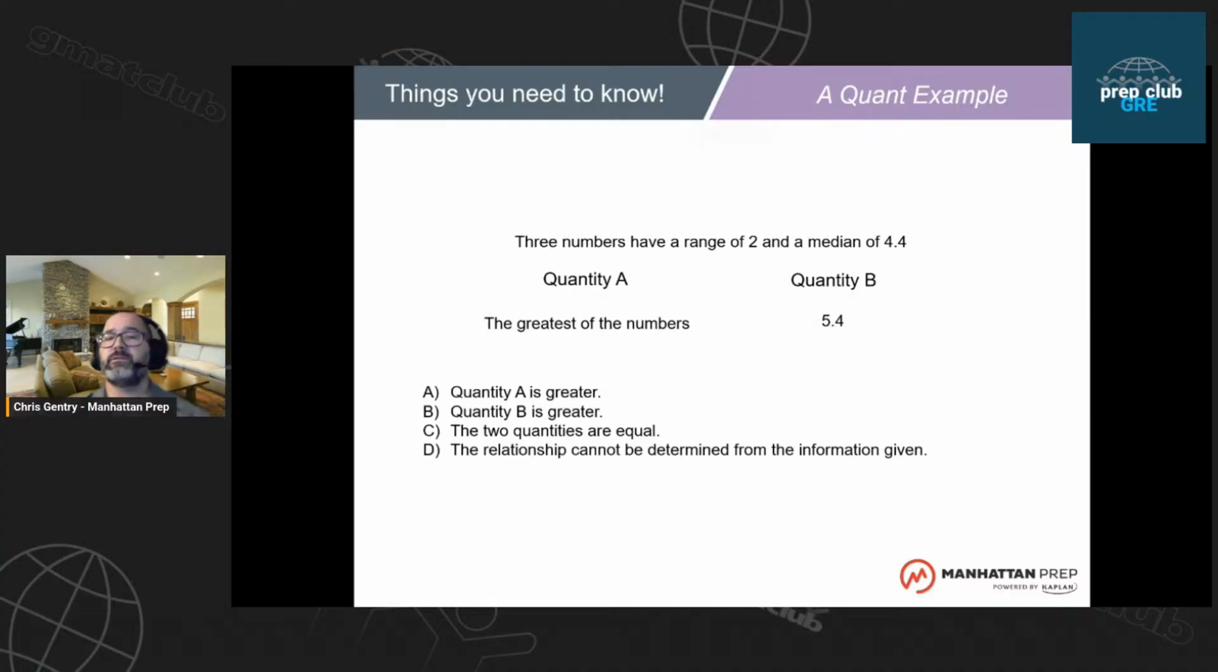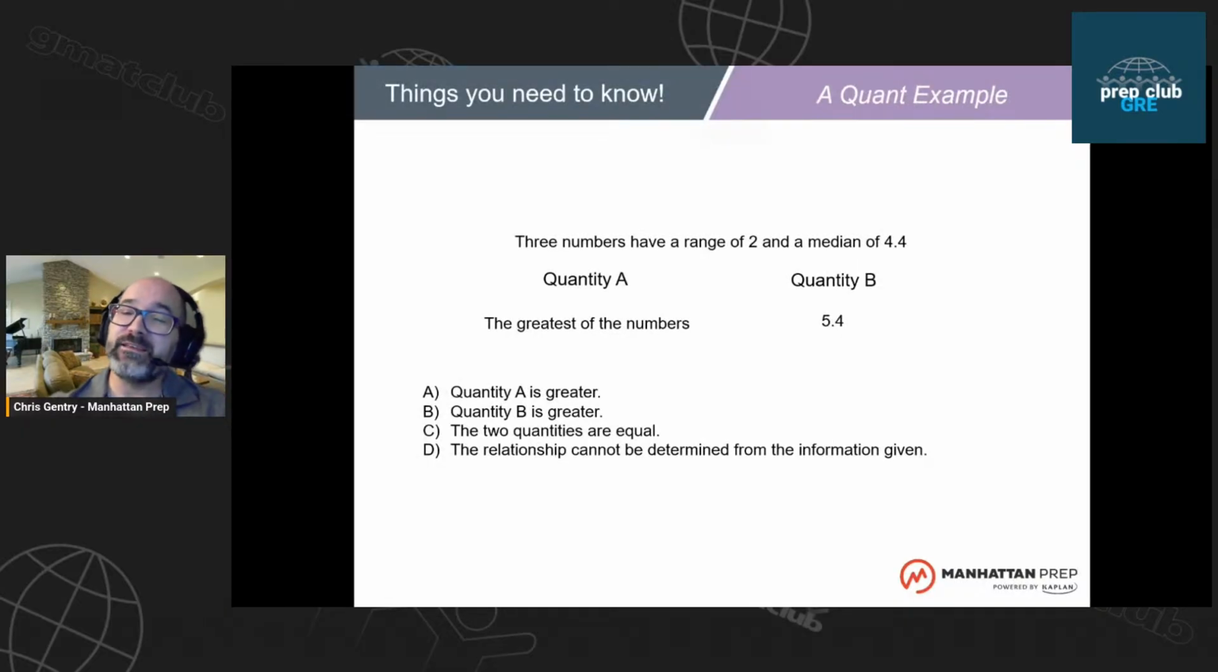So, to solve this problem, everything about this question type is about defending against answer choice D. The relationship cannot be determined. That's never an answer choice that you want to see on a math question. Nobody likes to see a math problem where there's not an answer. And that's one of your biggest concerns on this question type, defending against choice D.